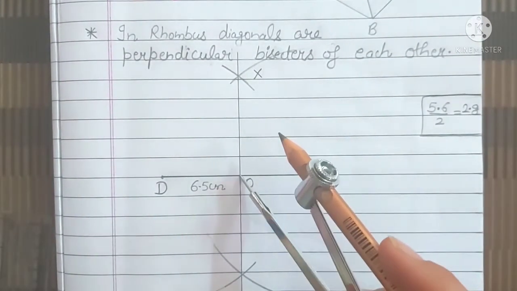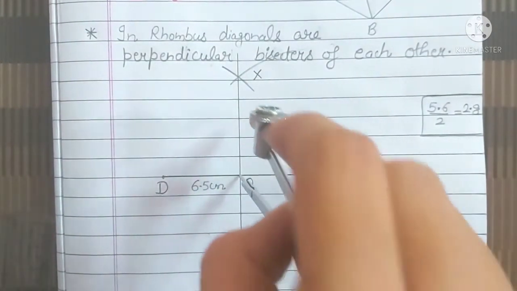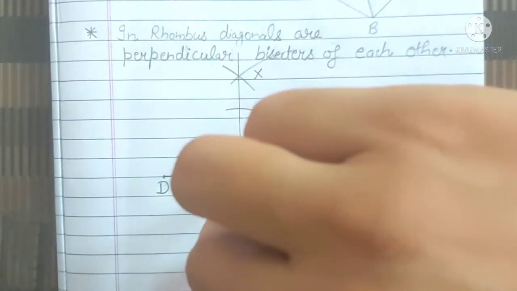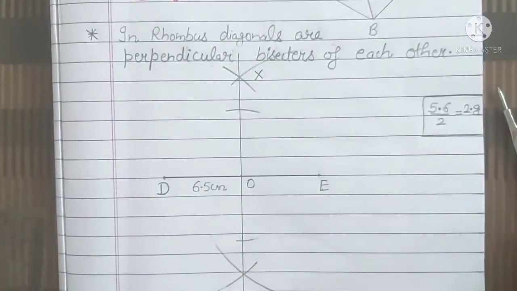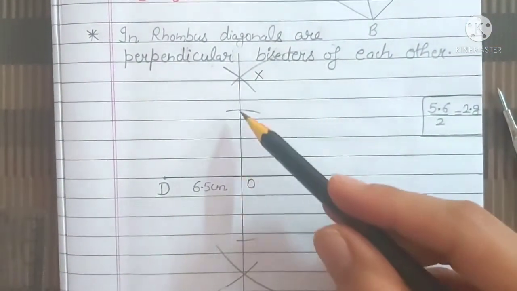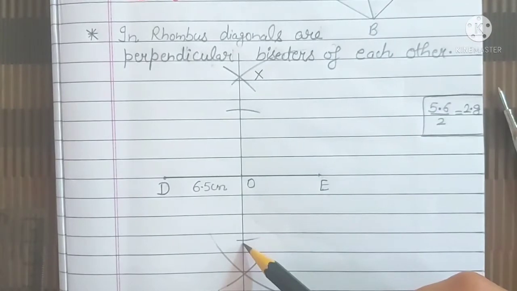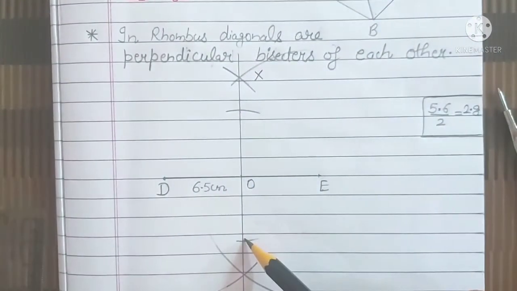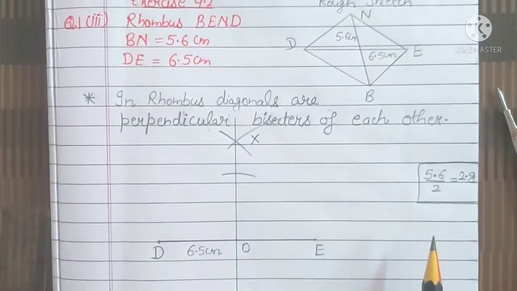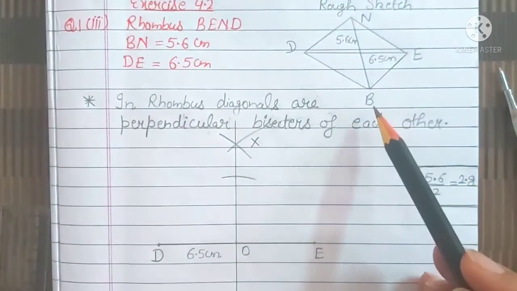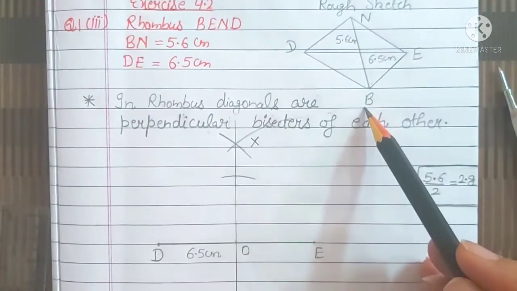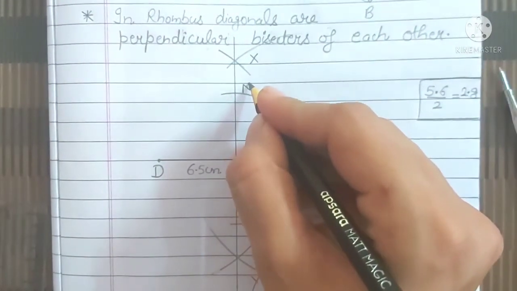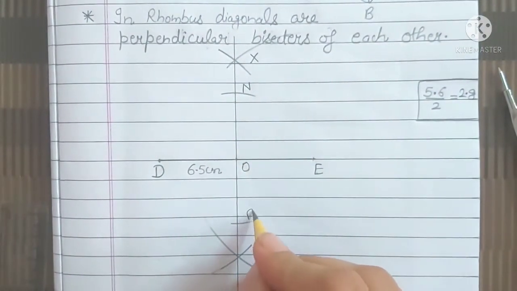Now we will take O as a center and we will mark arc upward as well as downward. Now students, this distance is 2.8, this distance is also 2.8. It means this total distance is 5.6 and these are points N and B. Upward point is N and the downward point is B. This is point N and this is point B.